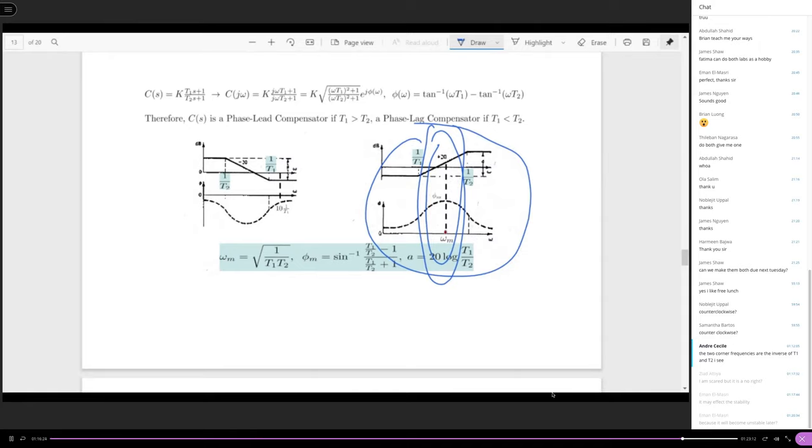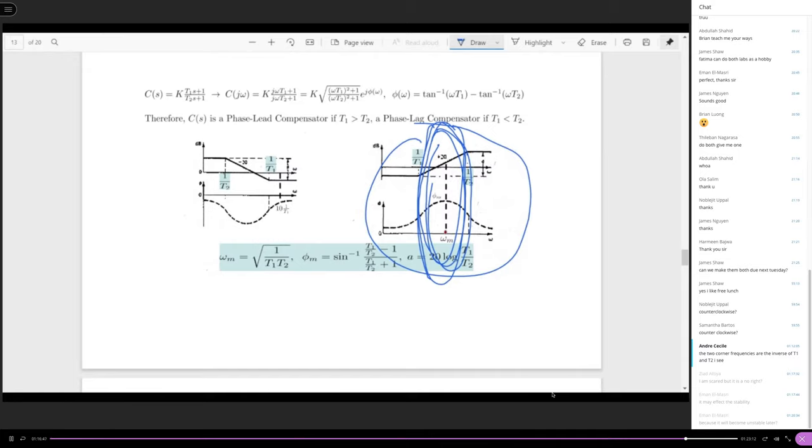So you can be pretty sure that when you design a phase lead compensator, the game is going to be played around this area. We want to take advantage of this peak phase area. You're going to see that later, when we present the example.